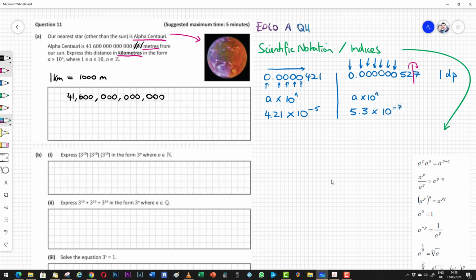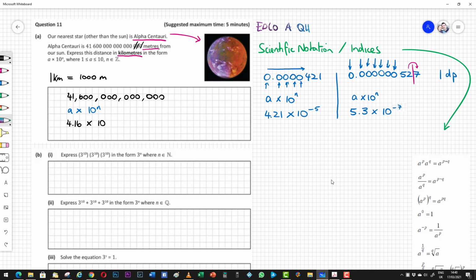So I'm going to write it in the form a times 10 to the power of n. So a is a number between 1 and 10. So we're going to write down the first digit 4 and then 0.16. We're not asked to give our answer to a particular amount of decimal places or significant figures. So we're going to write down any non-zero digits that come after the 4. So 4.16 times 10 to the power of.